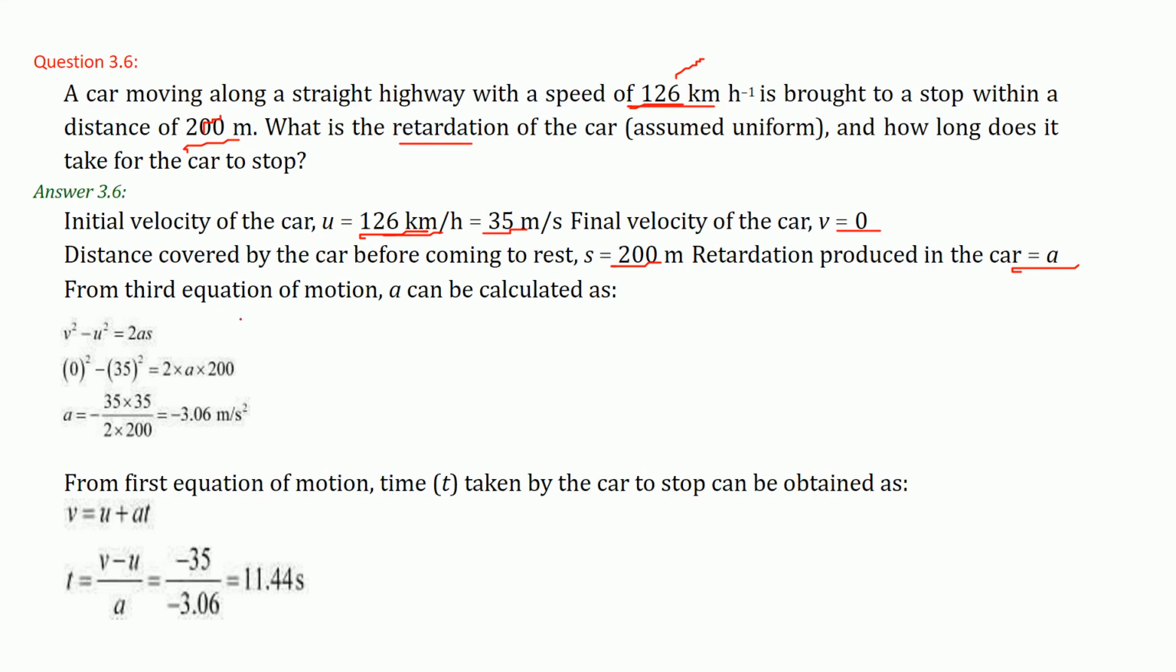Now, we know the equation of motion V square is equal to U square plus 2AS. Put this value, you get A equal to minus, because this is deceleration, minus 3.06. Again, we'll use the first equation of motion V equal to U plus AT. Put this value. A you know, V and U you know. So this will be 11.44 seconds.